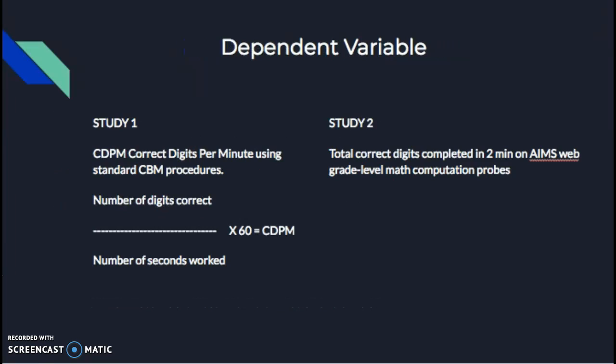Okay, so the dependent variable in both of the studies was different. In study 1, they used the CDPM, or correct digits per minute, using a standard curriculum-based measure in math. And the formula listed there: the number of digits correct divided by the number of seconds worked times 60 gave them their correct digits per minute. In study 2, they used the total correct digits, or CD, completed in 2 minutes on the Ames Web grade level math computation probes.